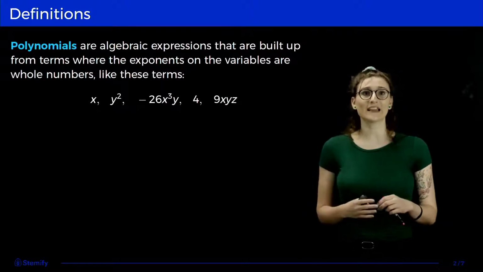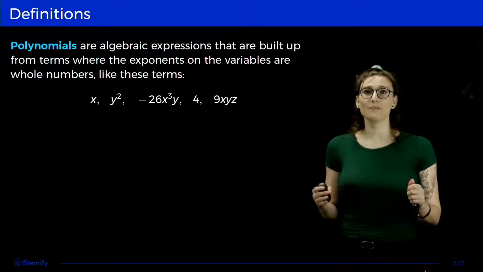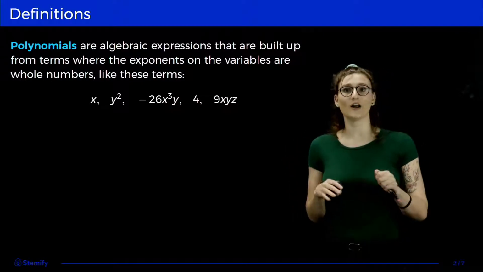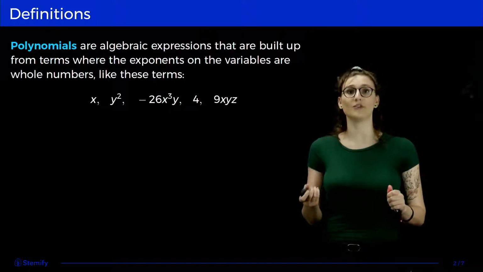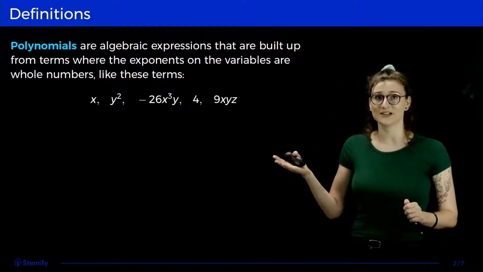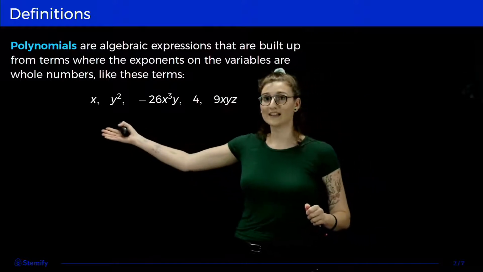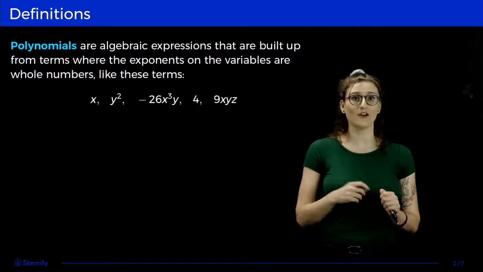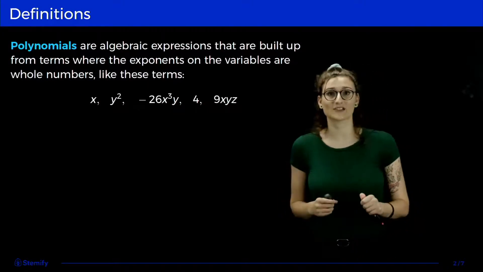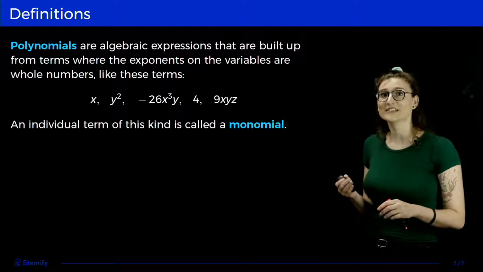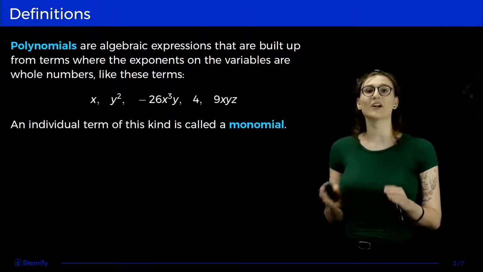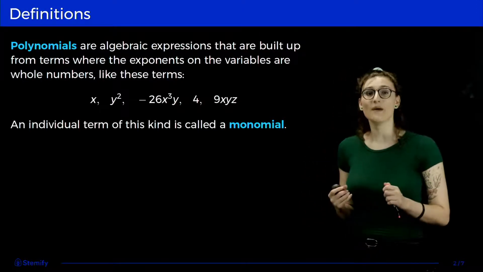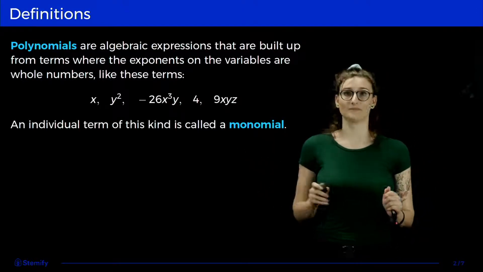So it's an algebraic expression that's built up from individual terms where the exponents on all the variables in these terms are whole numbers. So we have a couple of examples here. We have x, y squared, negative 26x cubed y, 4, and 9xyz. So all of these are actually examples of monomials because they are individual terms. There's nothing added or subtracted to these. So a monomial is just a single term.